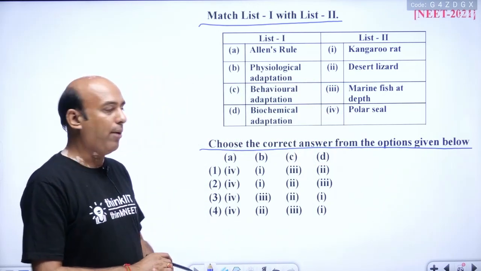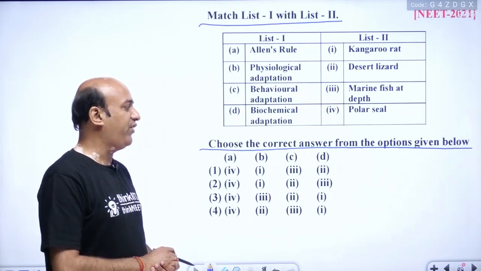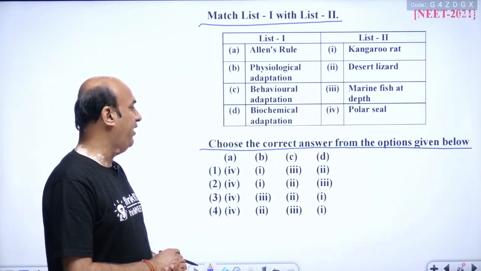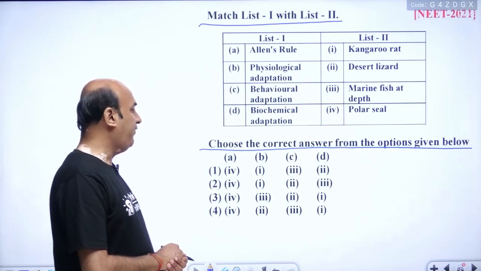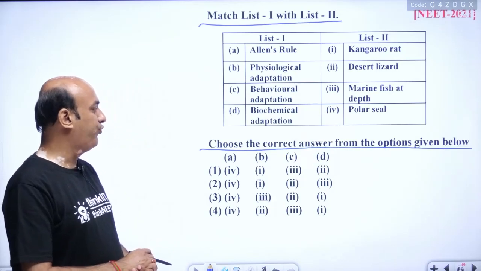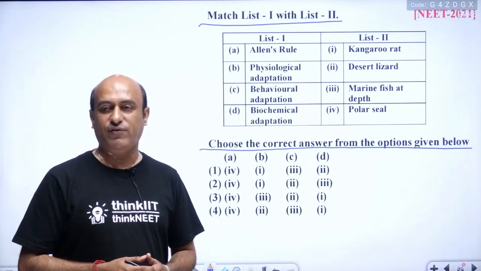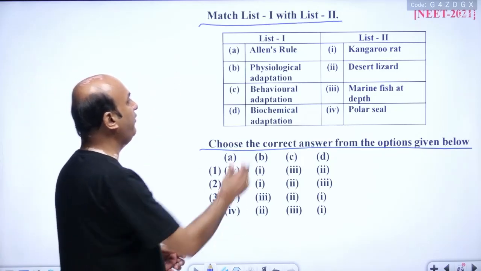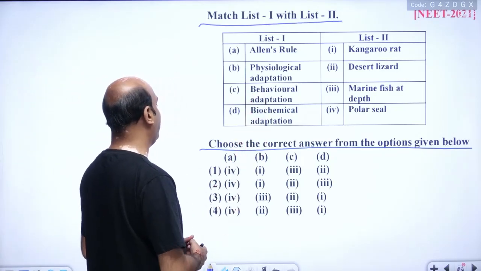Here the options are option number 1, A4, B1, C3, D2. Option number 2, A4, B1, C2, D3. Option number 3, A4, B3, C2, D1. Option number 4, A4, B2, C3, D1. So student, here which option is the correct one? To get the answer, let us match list 1 with list 2.